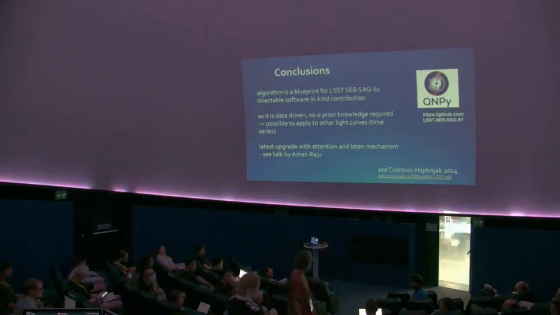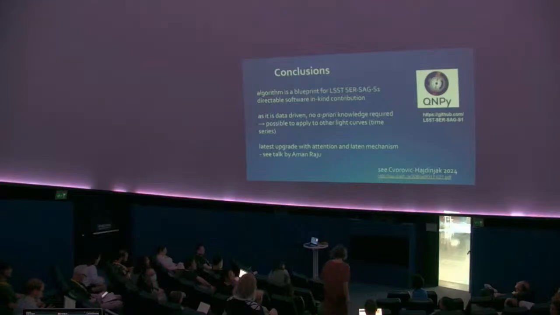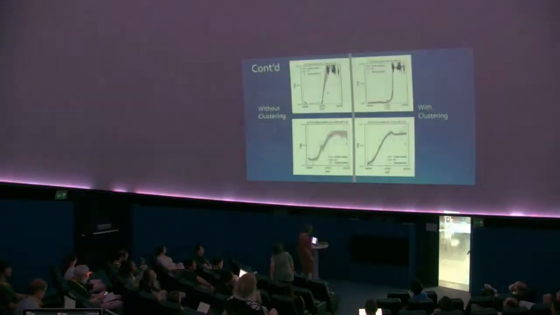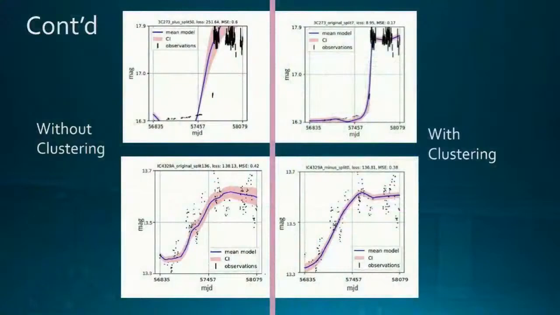Thanks. If you can go back to the final plots you were showing with the modeling. So these short time scale variations are just due to the photometric errors, or is this real variability that is not well described by the model?